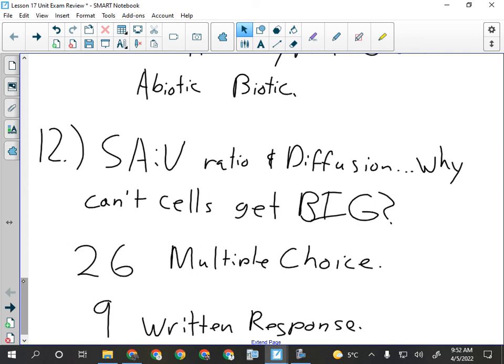Okay, question number 8 is, here's a plant. Here's the conditions the plant's living in. Talk about how it adapts, what hormone might be involved, and how that hormone works.